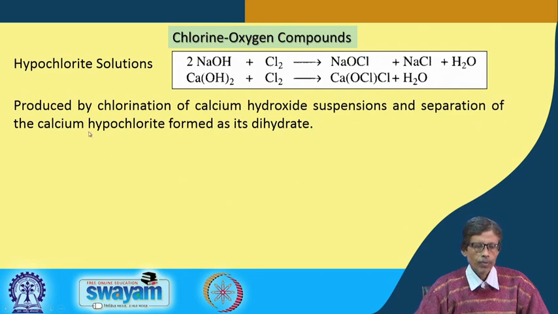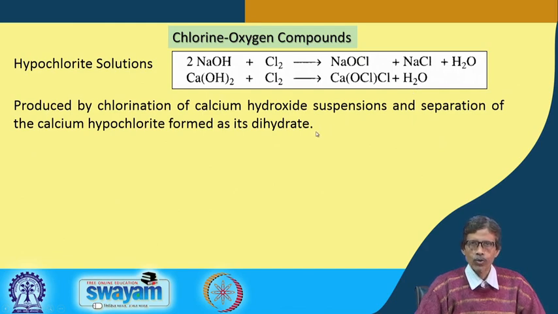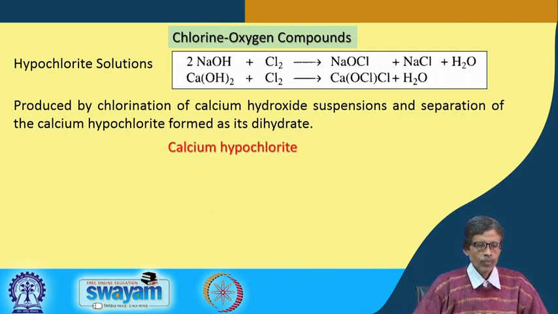So, this calcium hypochlorite, that means one OCl and another Cl. You have water produced also, but it can be crystallized nicely as the dihydrate. So, you get the solid product, and the crystalline material is only available as the dihydrate.